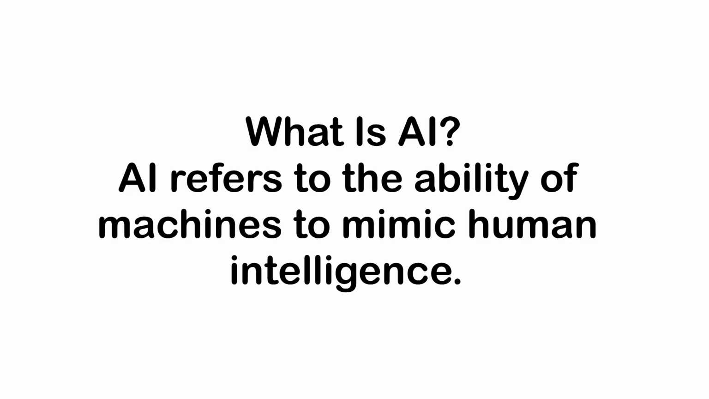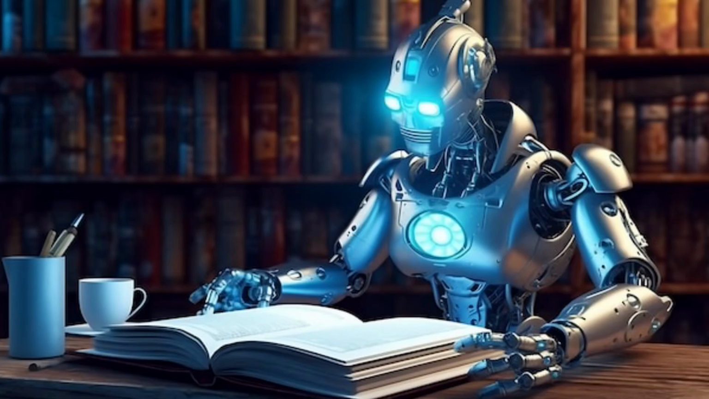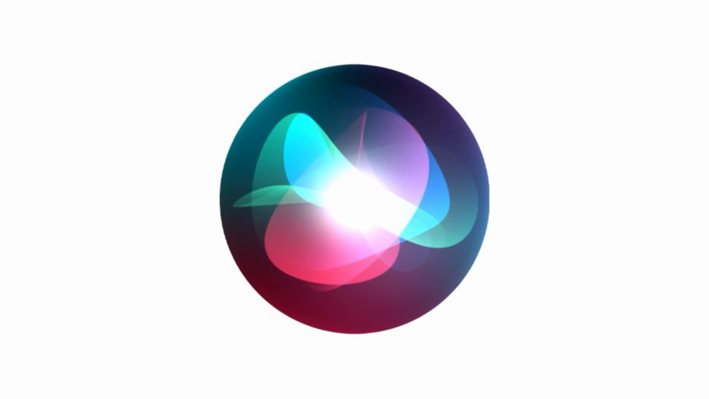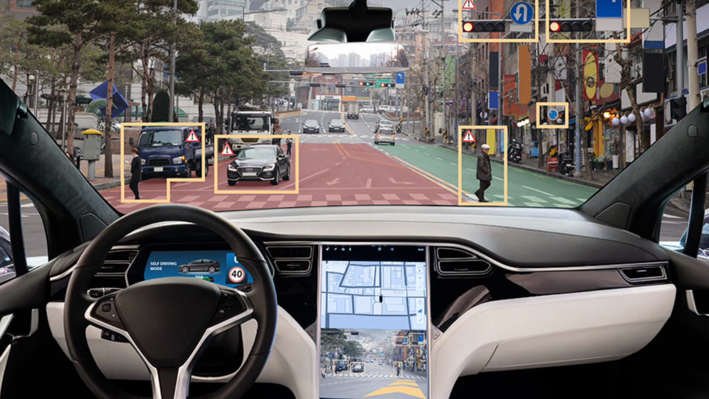AI refers to the ability of machines to mimic human intelligence. It's about creating systems that can solve problems, learn from experience, and perform tasks that would typically require human effort. Examples include voice assistants like Siri, recommendation systems like Netflix, and even self-driving cars.